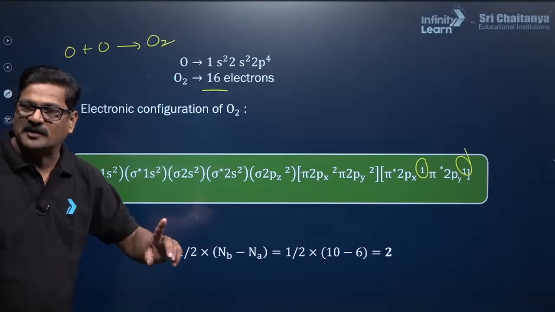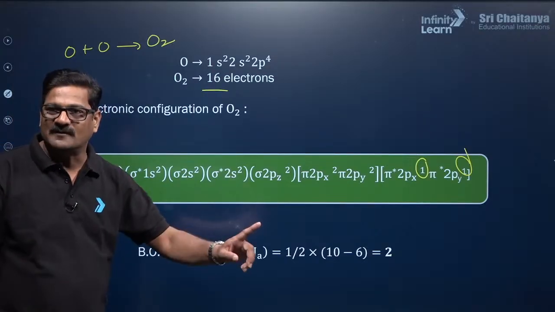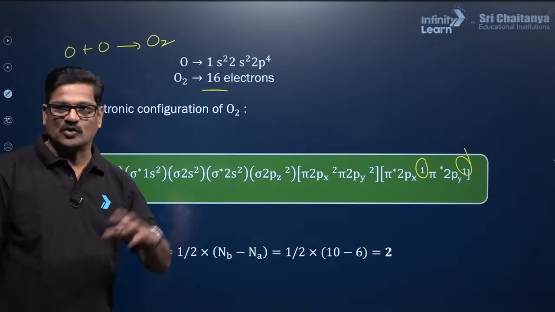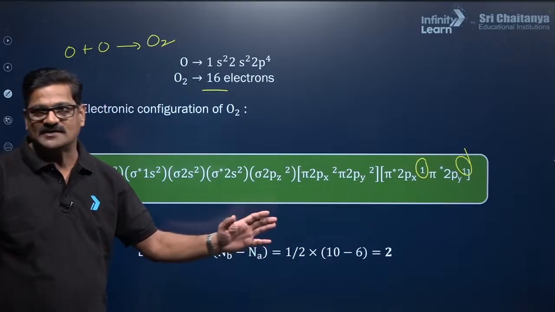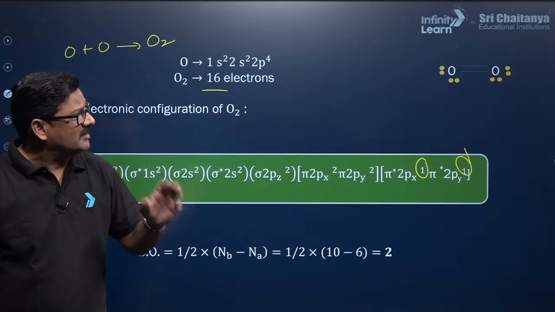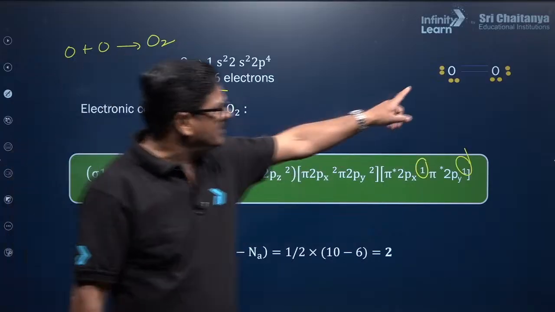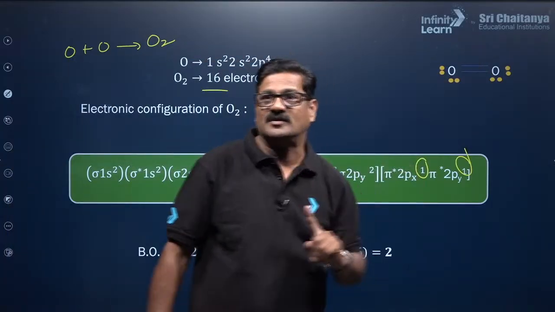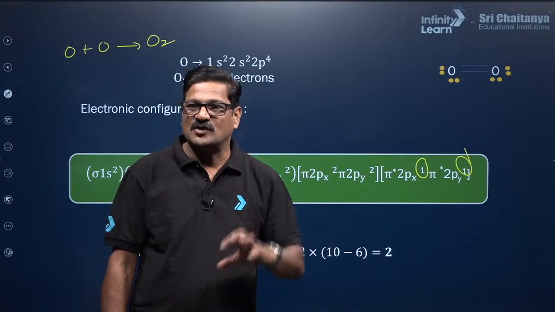Bonding molecular orbital electrons are 10, antibonding molecular orbital electrons 6. So it is going to be (10 minus 6) by 2, which is equal to 2. Therefore, between oxygen and oxygen, a double bond can be seen. Can you see the double bond here? This is a sigma bond and this is a pi bond. Like that you can say.